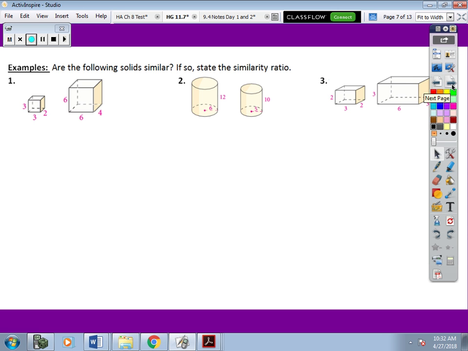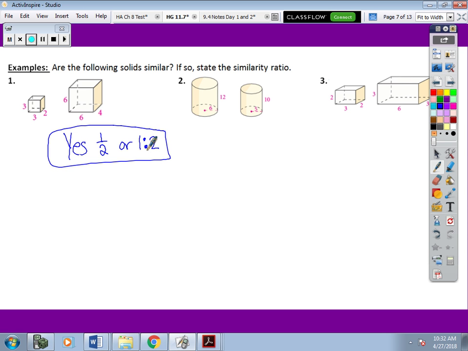All right, first three, are they similar? Yes or no? So first look at their shape. Sure, they're both rectangular prisms. Check that all of their corresponding parts are proportional. So 3/6, that's 1/2. 3/6, that's 1/2. 2/4, that's also 1/2. So this would be yes. The similarity ratio is 1 to 2, or you can put it as ratio instead of a fraction, but make sure you do reduce it.